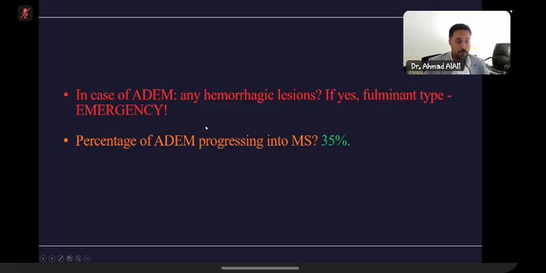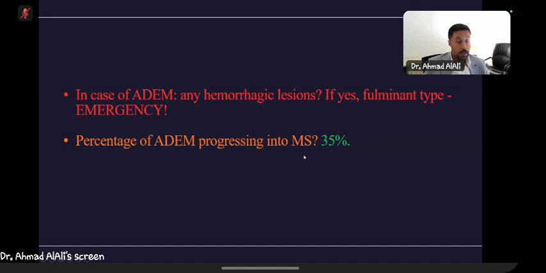In case of ADEM, also check for any hemorrhagic lesions. If there are any hemorrhagic foci in the lesions of ADEM, this is a fulminant type and an emergency, and you should label it in the exam. It's important, actually. There is a percentage of people with ADEM who progress into multiple sclerosis. You might be asked about this percentage. It's roughly one third, or 35%. So patients with ADEM should be followed up because 35% of them might progress into multiple sclerosis.